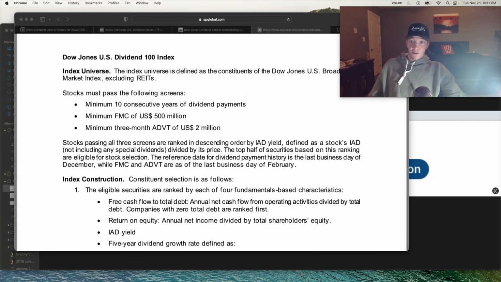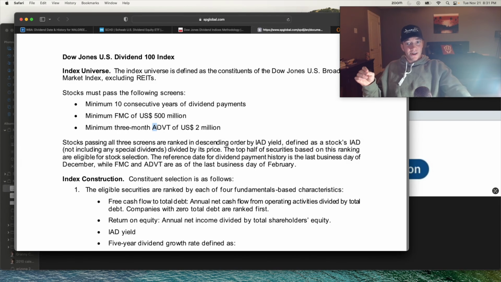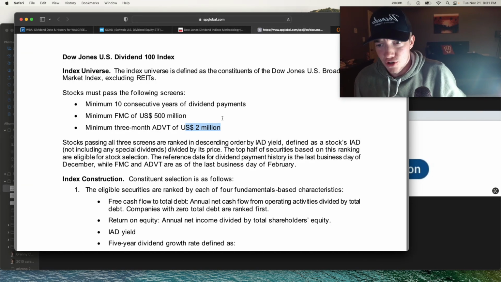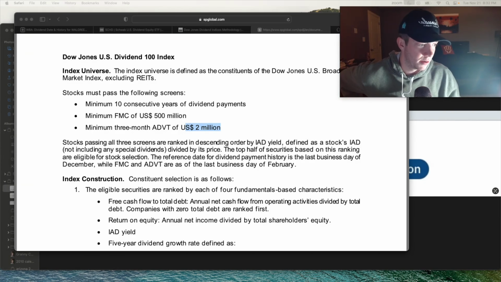Okay. So, first off, this index takes a universe of stocks, dividend payers, and it excludes REITs. They must meet the following criteria: 10 consecutive years of dividend payments, a market cap of greater than 500 million in US dollars, and this ADVT here, an average daily volume traded of $2 million. That's simply for liquidity purposes, if Schwab has to trade in and out of a stock for whatever reason, then they have that daily liquidity.